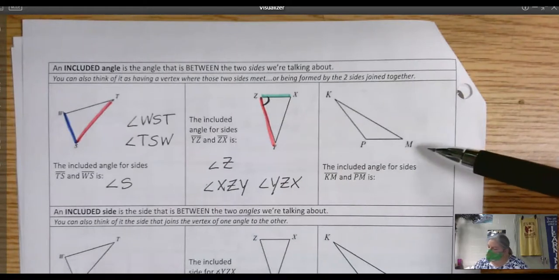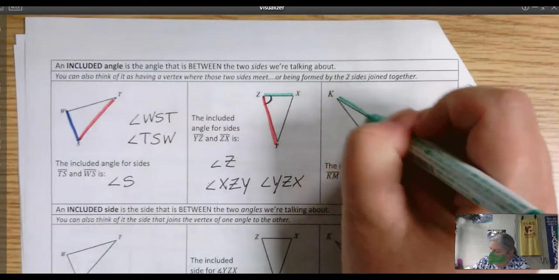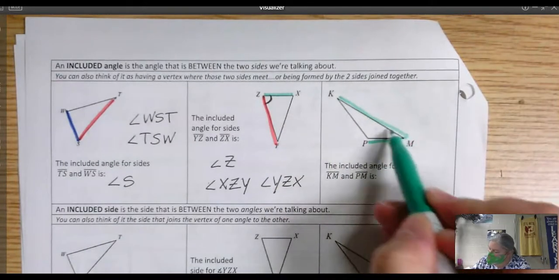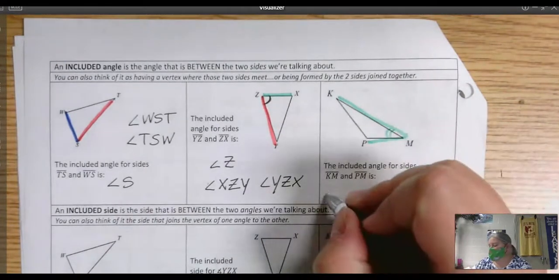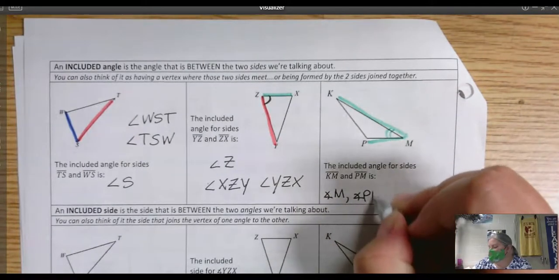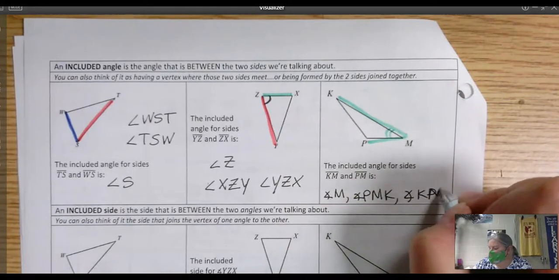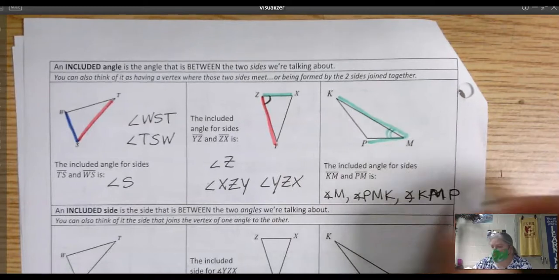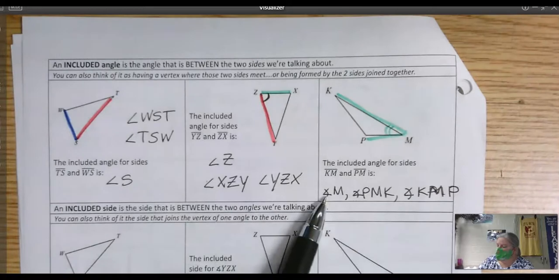The included angle for sides KM and PM, so this angle right here, is angle M, or we could call it angle PMK, or angle KMP, excuse me. M has to be the middle letter because the vertex of the angle is the middle letter. Notice I did this on purpose. I used a different type of angle markings here just because you need to know that either of those is fine. Either of those means angle.